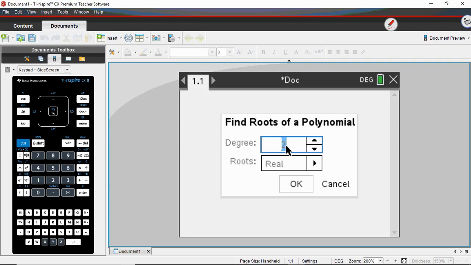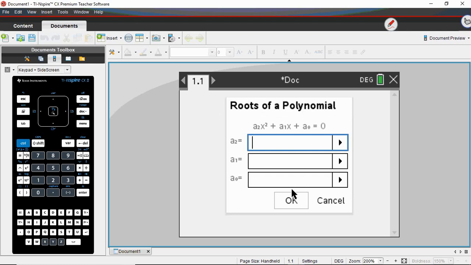We're doing quadratics, which has x squared. So the degree is going to be 2. We're finding the real roots because, again, in our course, we're not even worried about complex roots. So we're just going to press OK. And then it asks us for a with a little 2 next to it, a with a little 1 next to it, a with a little 0 next to it. Notice up here, a2 is just our a value from the quadratic equation before. a1 is our b, and a0 is our c.